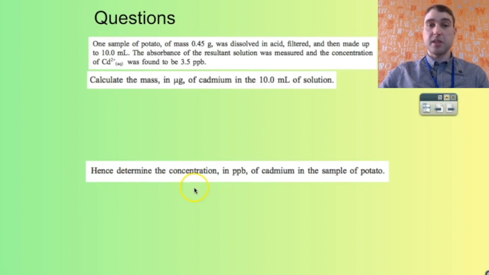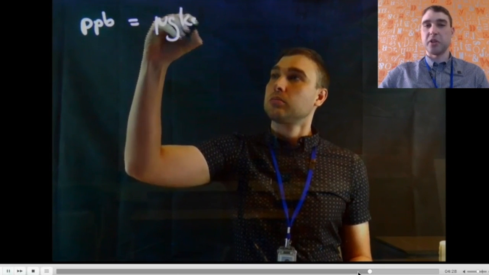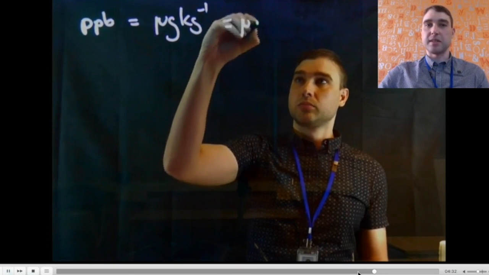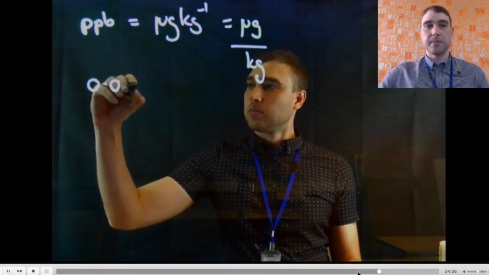Last bit says, determine the concentration in parts per billion of cadmium in the sample of potato. So we're going to use parts per billion, and we're going to use our mass of potato that we started with, 0.45 grams up here, to answer this question. So I'm going to write out my units to start with. So I'm starting with parts per billion. A part per billion is a microgram per kilogram, or a microgram per litre. I'm just going to rewrite that again so we can see where the kilograms go. So they go underneath. So we're dividing by the number of kilograms.